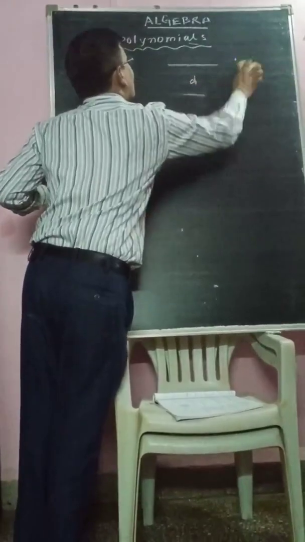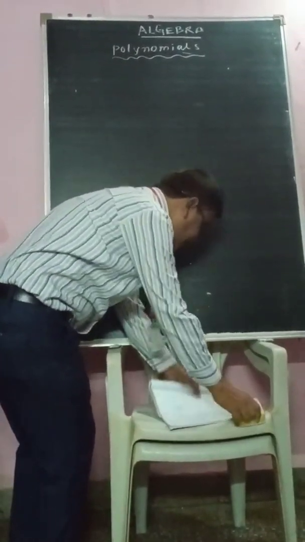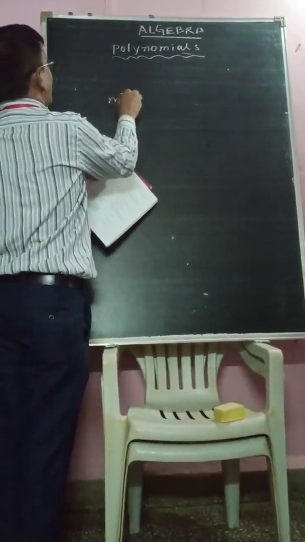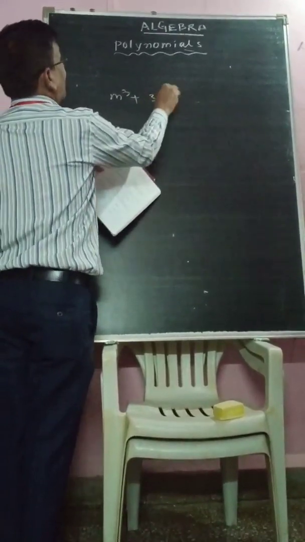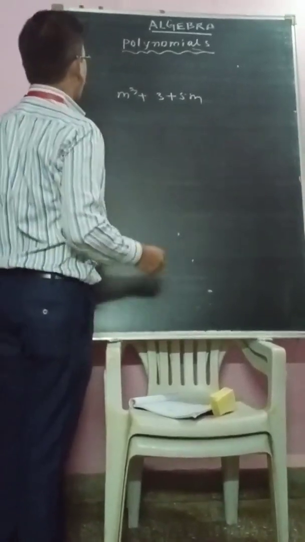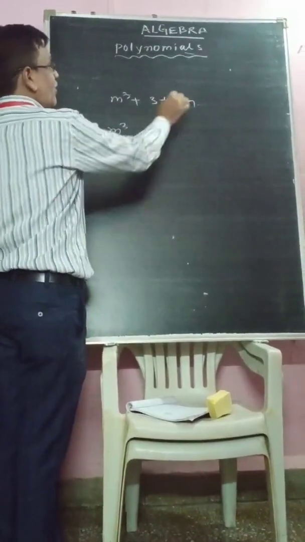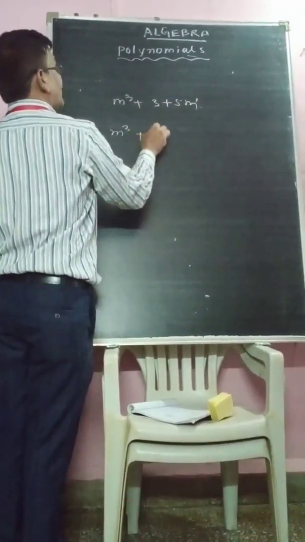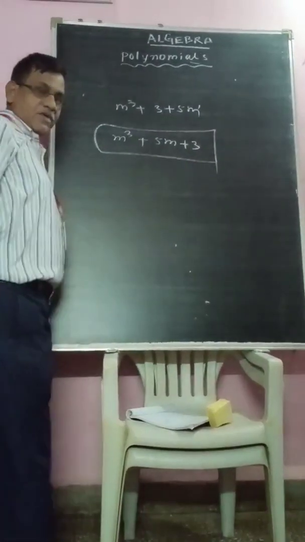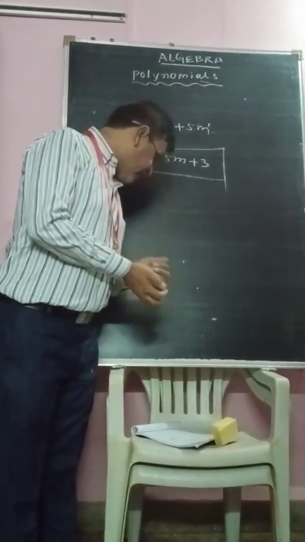For example, see one given polynomial, I will explain it to you. Here it is m cube plus 3 plus 5m. So you have to write this polynomial in descending order. First the highest power you have to write down, means m cube is there, so write m cube. Then second, 5m, plus 3. This is the standard form. This is the standard form of the given polynomial. In this way you have to write the next also.